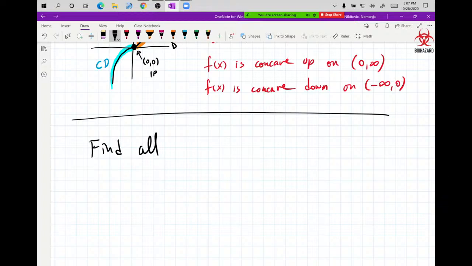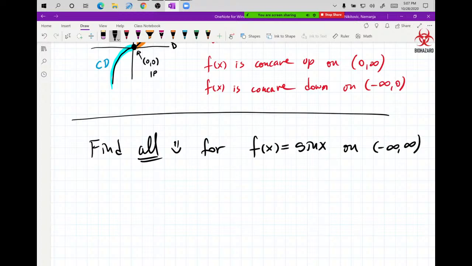So find all for f of x equals sine x on negative infinity to positive infinity. I'm not even restricting the domain from 0 to 2 pi. I just want to have the whole thing to see all of the infinite values that we get.